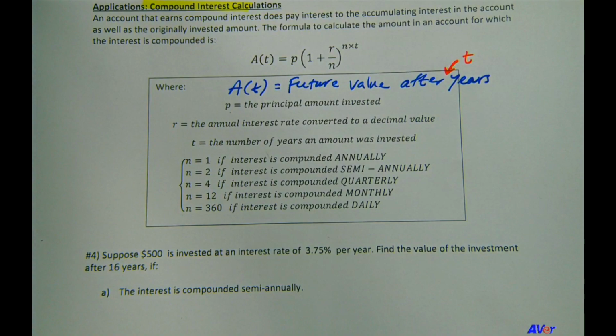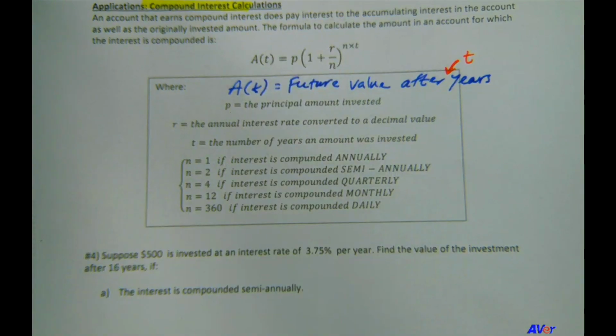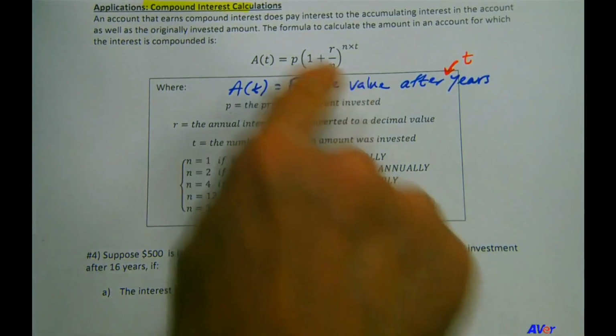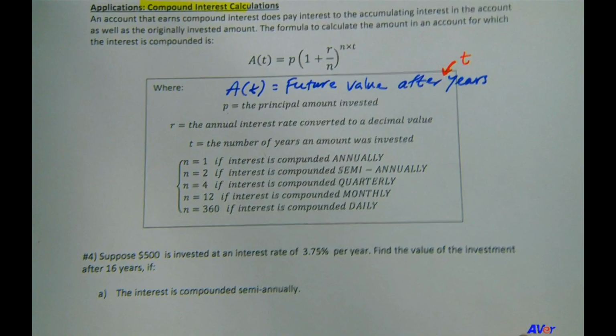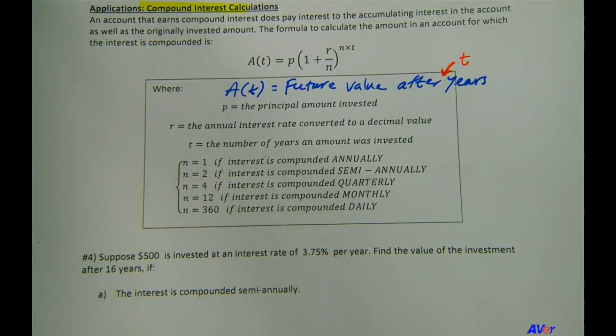Many times when I give problems like this on an exam, people don't convert the interest rate as they plug it into this formula. So just like that example, 5%, they just put 5 for R, right? Which is not correct. That should be 0.05, not 5, but 0.05. So that's why I say R is the annual interest rate converted to a decimal value, okay? Then T is the number of years an amount was invested. And N, very important, N is the period over which the interest is compounded.